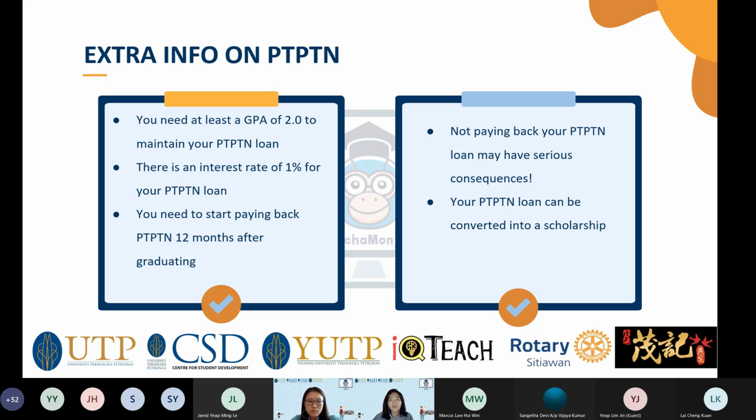Lastly, a PTPTN loan can actually be converted into a scholarship, as I said just now. If you complete your degree with first class honors and your family household income is in the B40 or M40 group, you will be exempted from paying back your PTPTN loan, which means you essentially receive a full scholarship. Do note, however, that first class honors may differ from university to university. So make sure to check with your counselor so that you know what to aim for. Generally, however, first class typically requires you to have at least a CGPA of 3.67 over 4.0 or even higher.